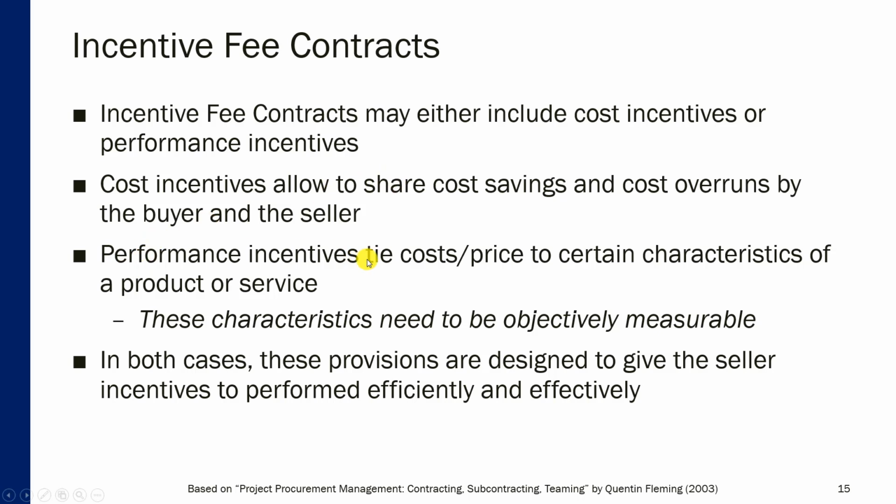So performance incentives tie cost price to certain characteristics of a product or service, so they're different from cost incentives. These characteristics need to be objectively measurable. For example, the contract may say, if you create a very reliable system, one that has an uptime of 99.99%, then you'll get a bonus in the form of an additional $10,000, something like that. But it needs to be objective and measurable.